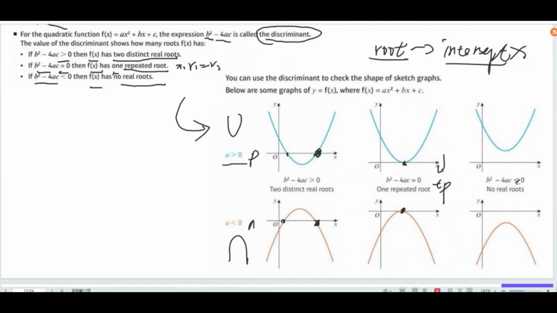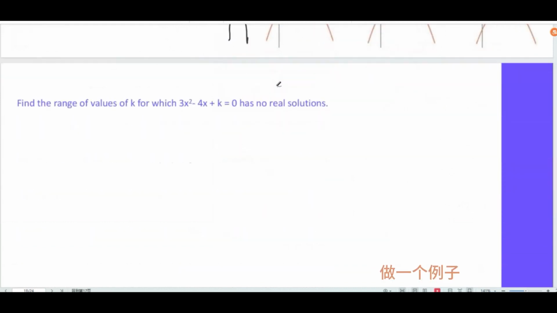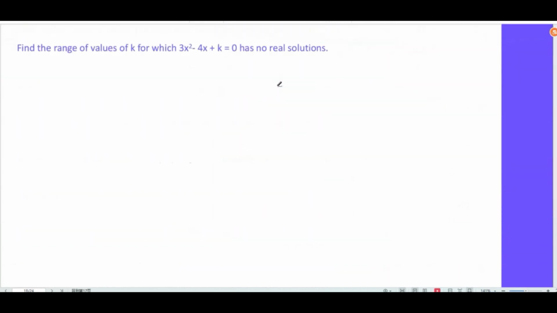If the discriminant is less than 0, look at these graphs. You can look at these curves. You can see there is no intercept with the x-axis. This is very important when we solve quadratic equations using discriminants. Okay? Let's do some examples.